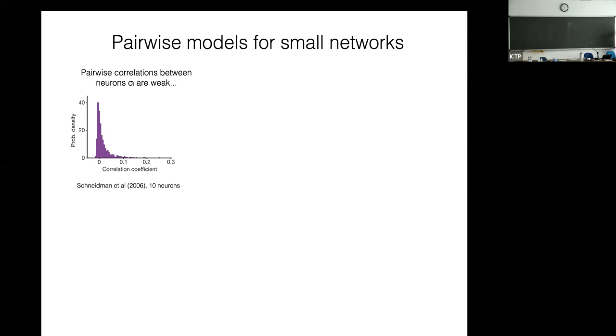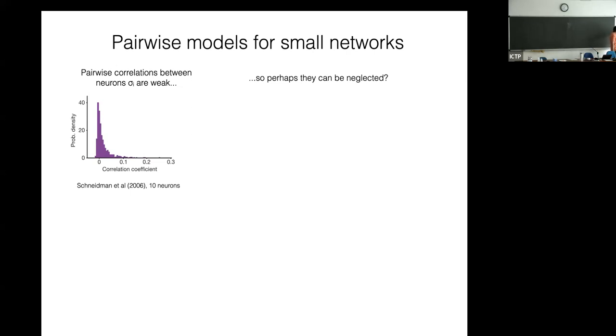It's a histogram where the values are really very small between pairs. Maybe the median of this distribution is 0.03 or something like that. There are some pairs that go to correlation coefficient 0.1, maybe 0.2, but typically the values are small for any pair that you choose to record. And the interpretation of that finding in many works prior to this one is that pairwise correlation effects are small. Maybe we can model these neurons as essentially being independent. You can neglect these things.